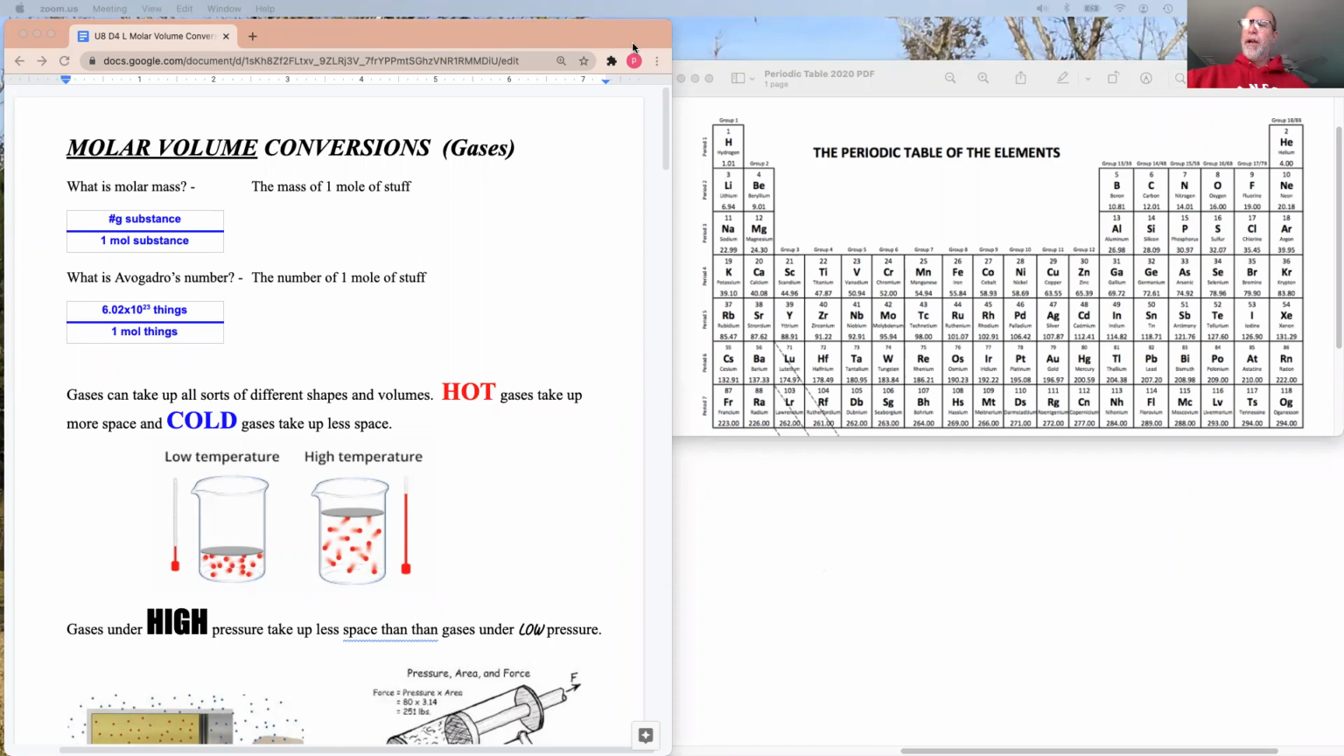Today, we are going to be working on molar volume. We've spent the last couple of days working with Avogadro's number and molar mass, and now, again, we're going to work with molar volume today. So let's take a look at what that's about.